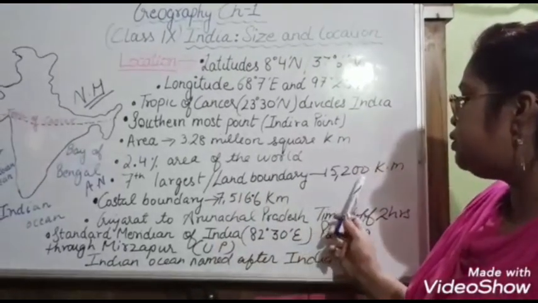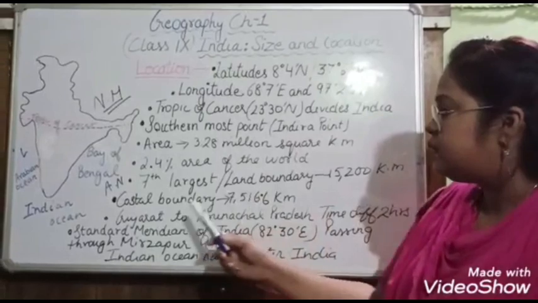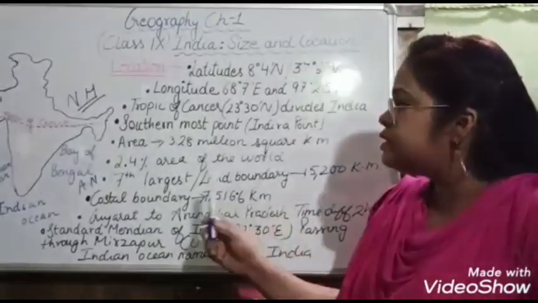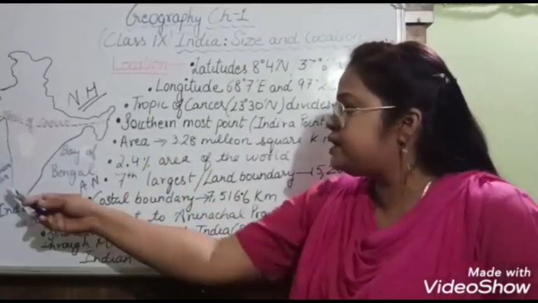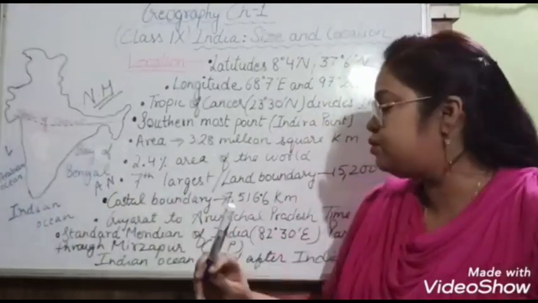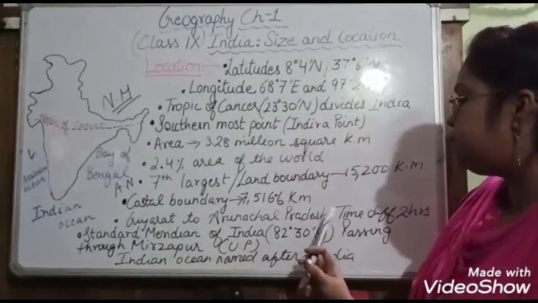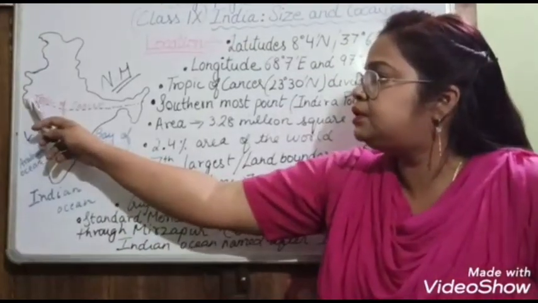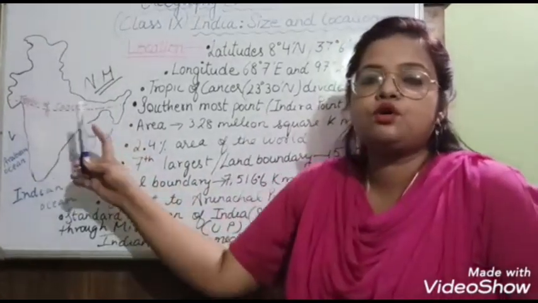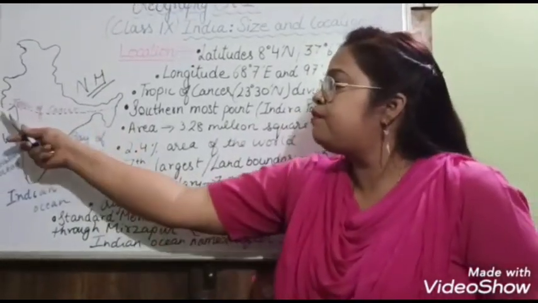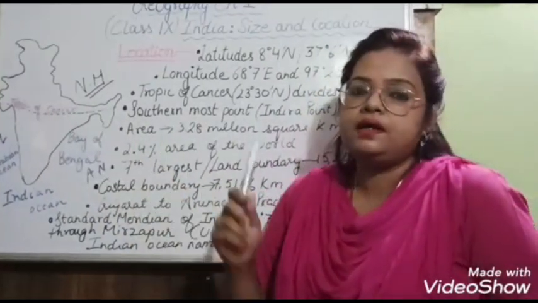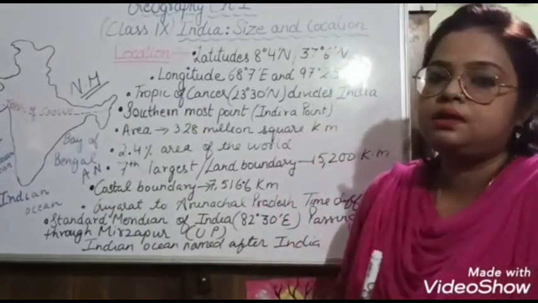Okay, this much. And it is the 7th largest country in the world area wise. The land boundary is 15,200 kilometers. The coastal boundary is 7,516.6 kilometers, including the islands, Lakshadweep and Andaman Nicobar Islands also. From Gujarat to Arunachal Pradesh, moving from west to east, there is a time difference of 2 hours in the time zones.